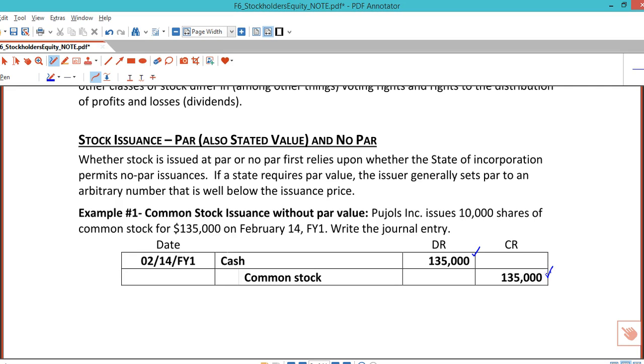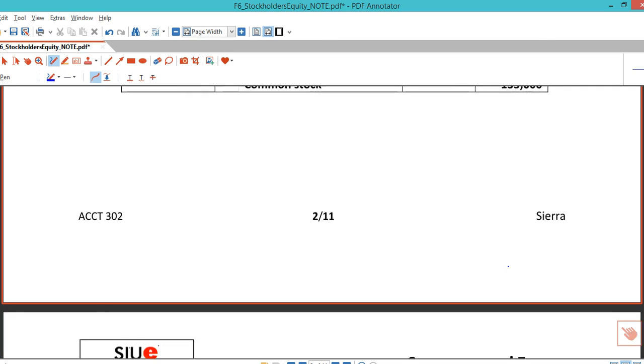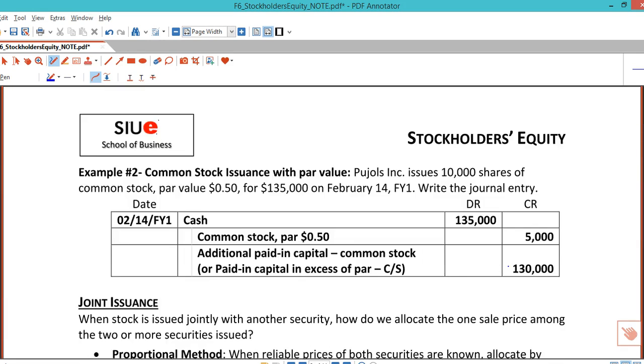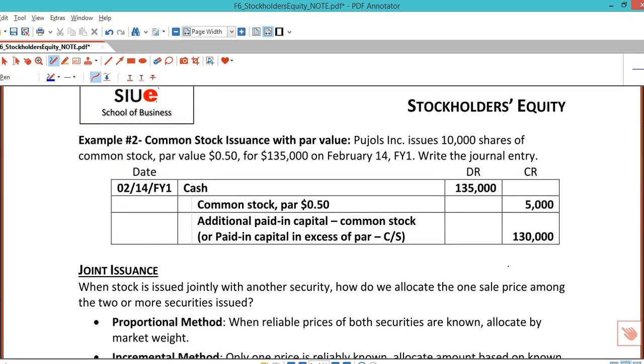So that's it. The company receives cash, and they give the owner $135,000 in common stock, and they record that capital contribution and paid in capital.